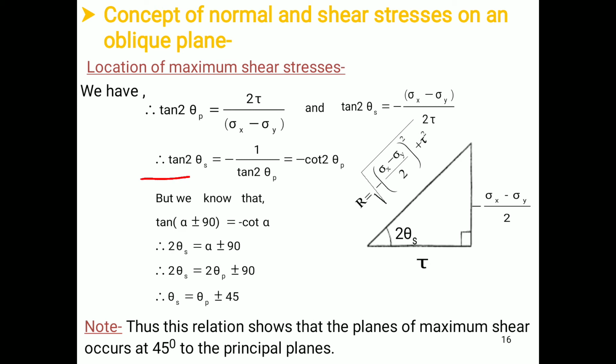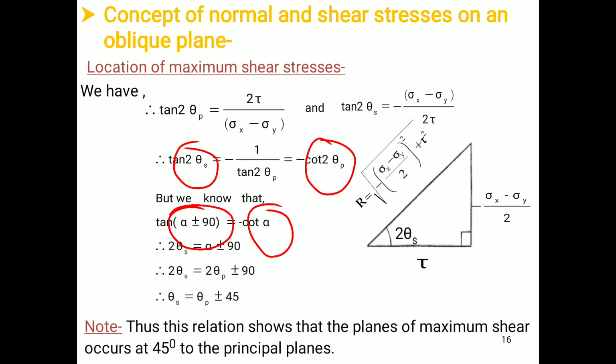If you observe both the equations carefully, we have tan of 2 theta s equal to minus 1 upon tan of 2 theta p, that is, the negative inverse. And minus 1 upon tan of 2 theta p is nothing but minus cot of 2 theta p. So what it indicates: 2 theta s and 2 theta p are angles, and as we have discussed in trigonometry, tan of alpha plus minus 90 degrees will be equal to minus cot of alpha.